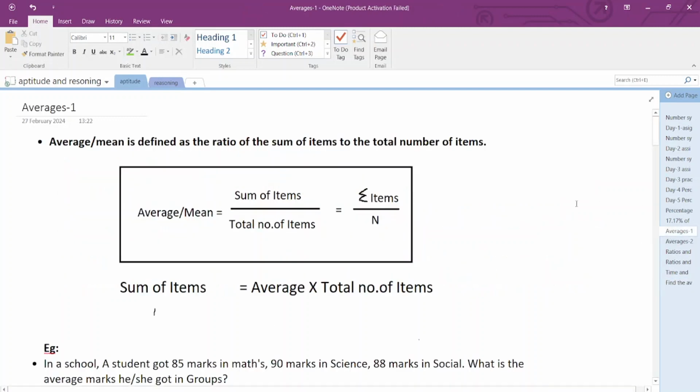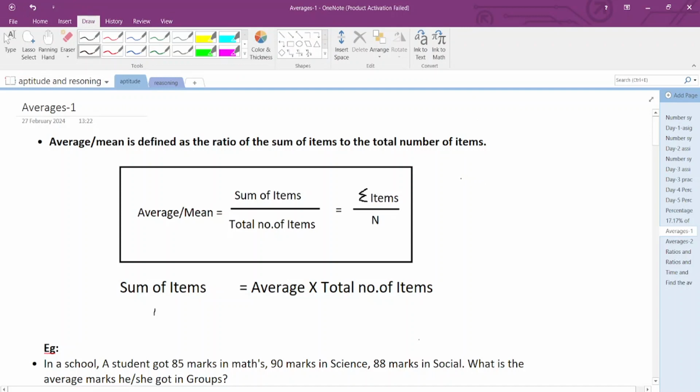So let's get started. Today's topic is averages. Now, what is average actually? Here I mentioned average or mean. It's defined as the ratio of the sum of items to the total number of items.